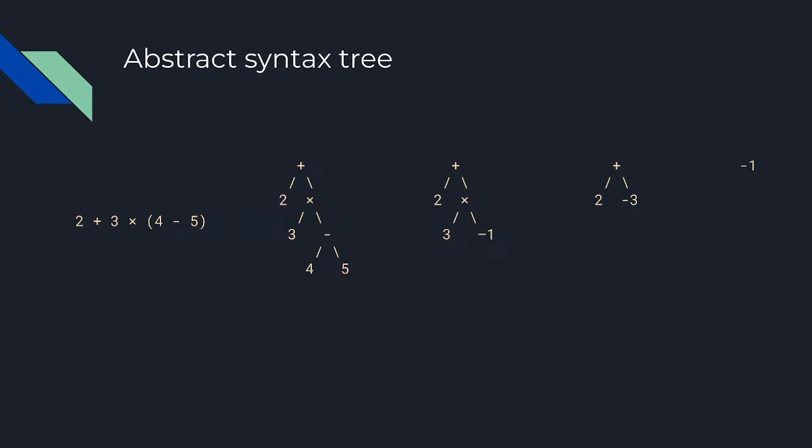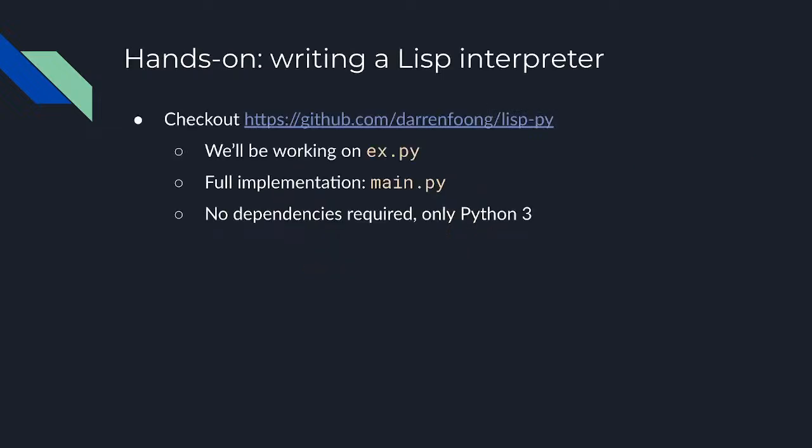But compilers don't just do arithmetic; they do other things. So we'll see later on in the example code what else it can do. Okay. So, any questions so far before we move on to the hands-on?